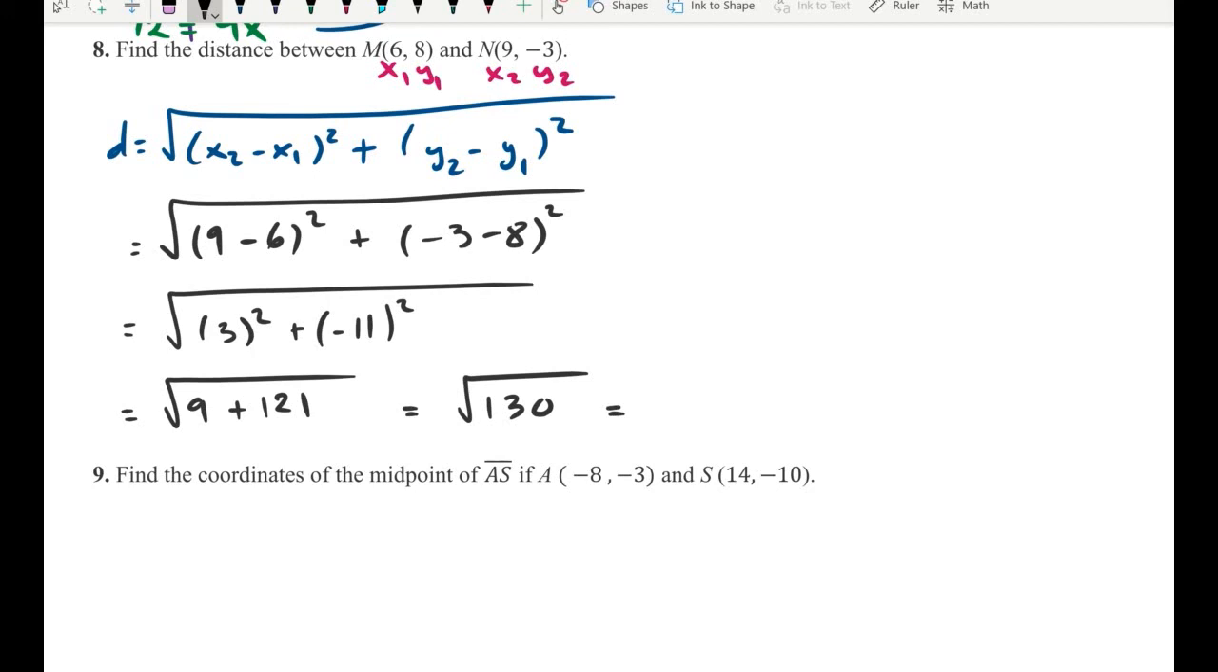Okay, and the square root of 130 will give me 11.40175. If they ask you to round to the nearest tenth place value, that will be 11.4. That is the tenth place value.